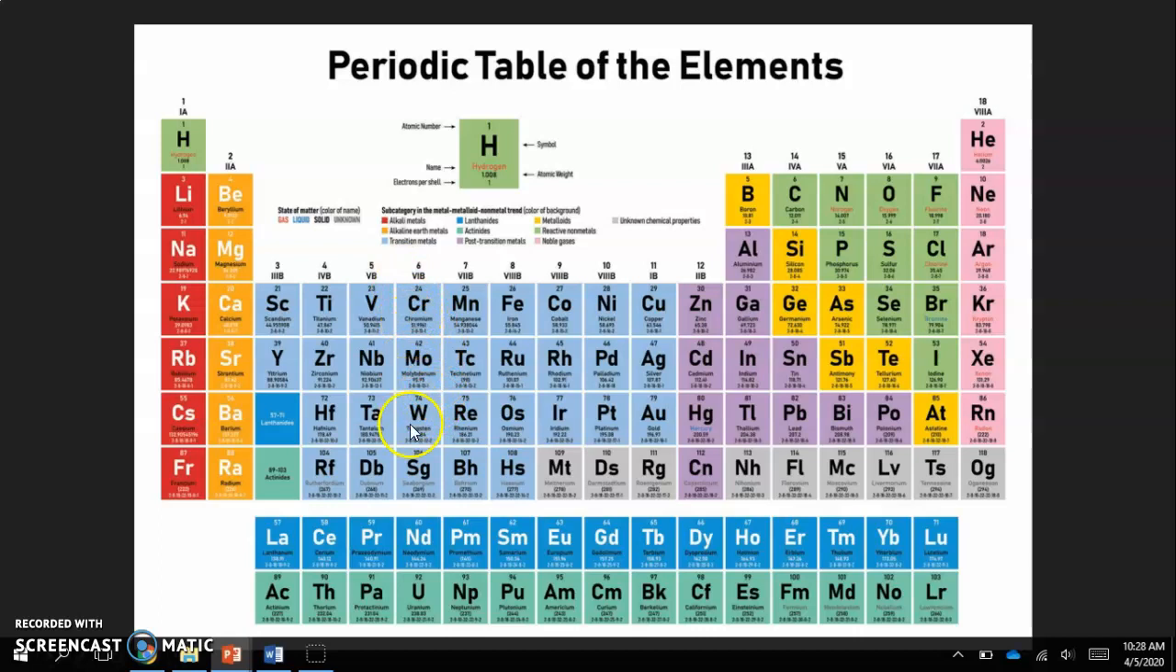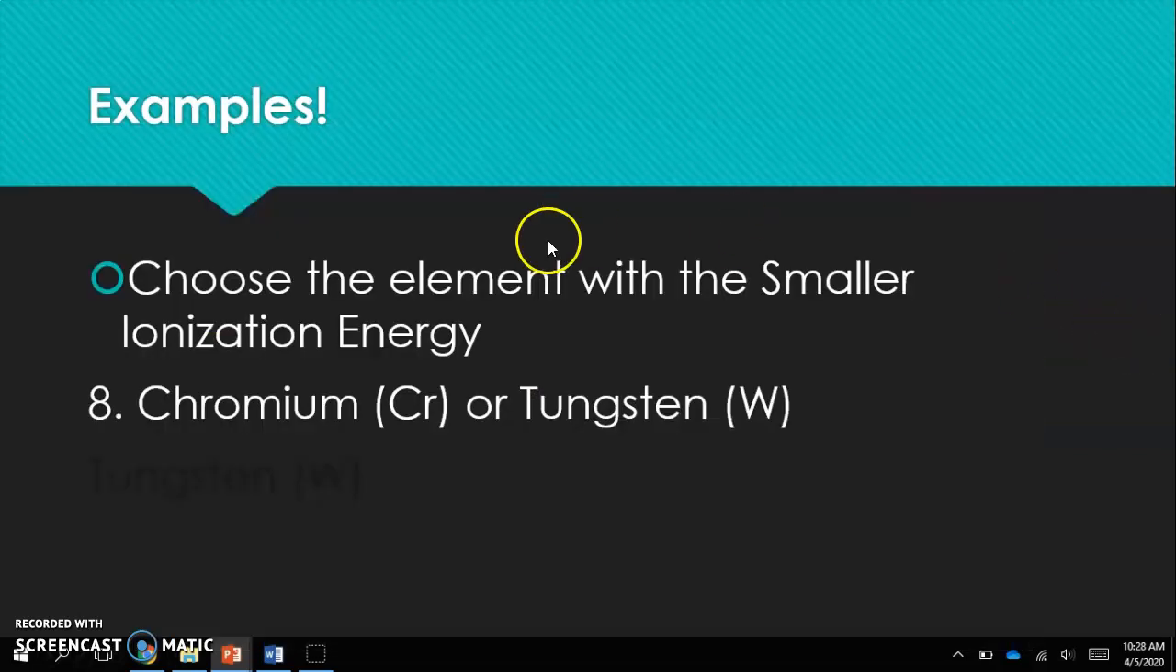So if we look, remember our ionization energy increases as you move from left to right. That doesn't really help us because they're in the same group, but it also increases as you go from the bottom to the top. Now that means chromium will have a higher ionization energy than tungsten, but let's go back and see what our question was asking. It was asking which one had the smaller or the least amount of ionization energy. Because this tungsten was below the chromium, your answer here is going to be your tungsten.